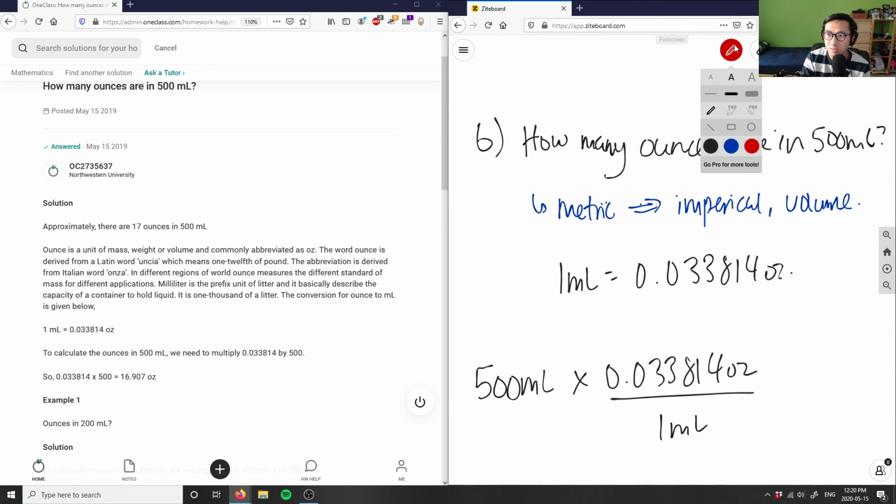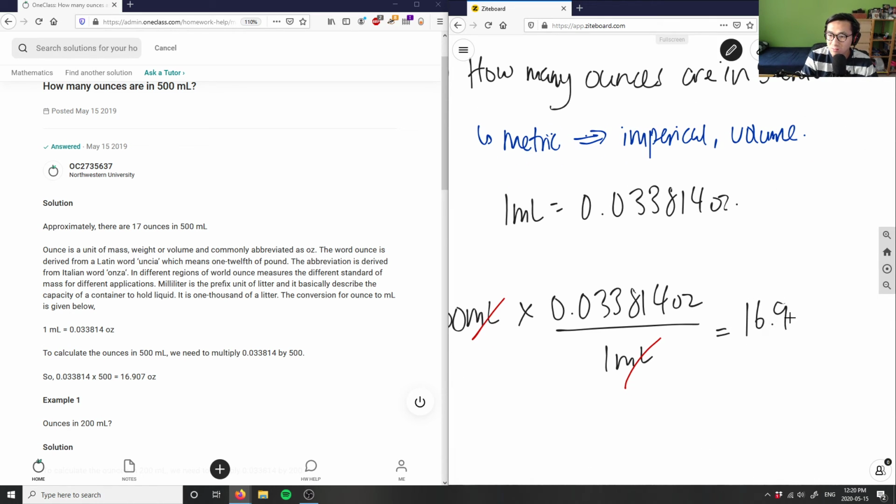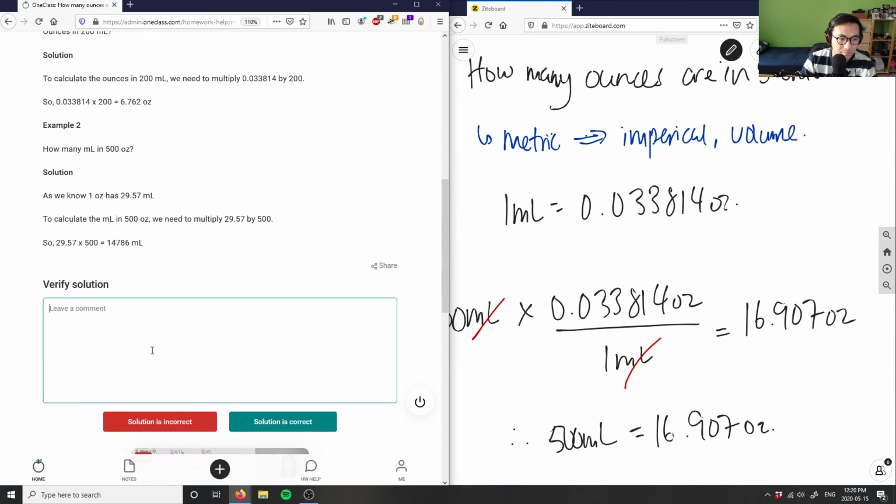So again, the mLs cancel out. So I'm going to get 500 times this here, which will give me my answer. So 500 times 0.033814 will give me 16.907. So therefore, 500 ml equals 16.907 ounces. So approximately 17, just under 17 here. So the solution here is correct. Again, they have 16.907 as well. Solution is correct. Good analysis.